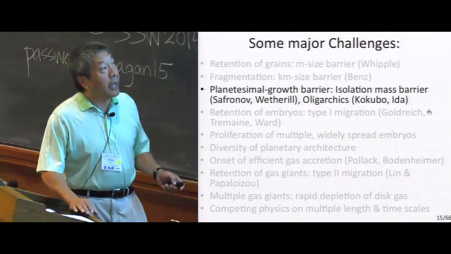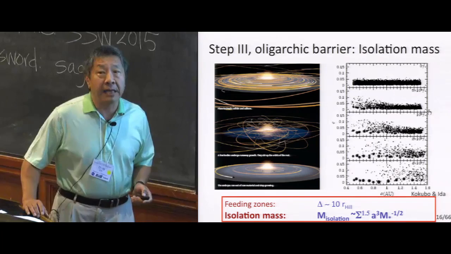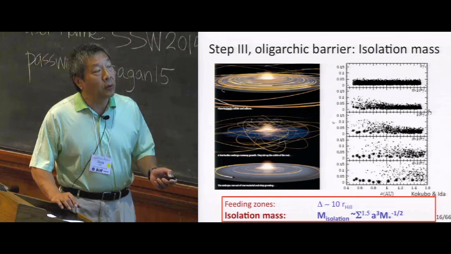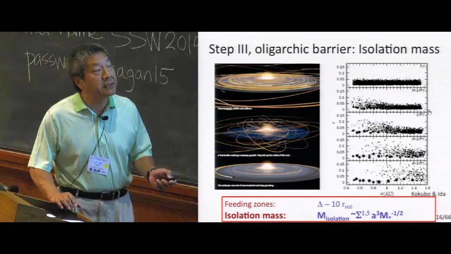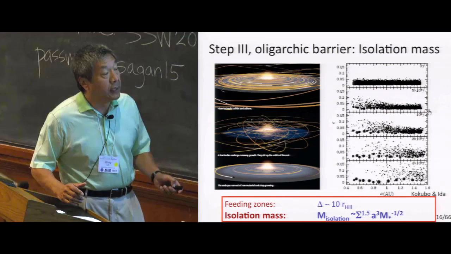And what is the limit of their growth? The concept of isolation mass has already been talked about before. This idea of isolation mass may lead to the emergence of oligarchs. There are some simulations, and basically these oligarchs empty out a region that is a few times their Hill radius. From that, if their velocity is damped by the presence of the gas, they no longer reach each other, and so they tend to get into this limit.